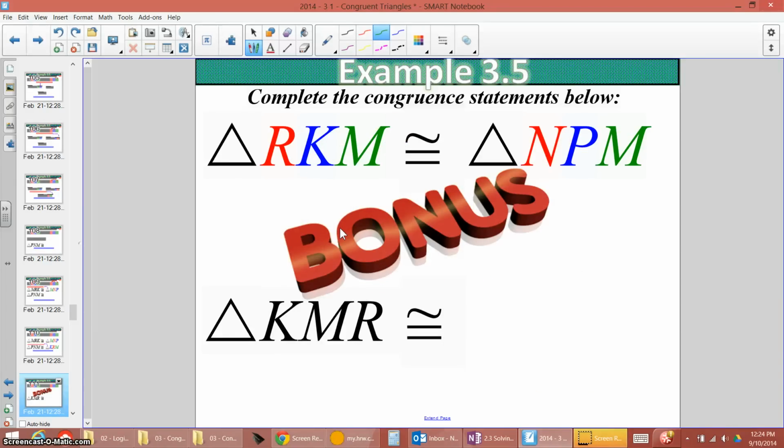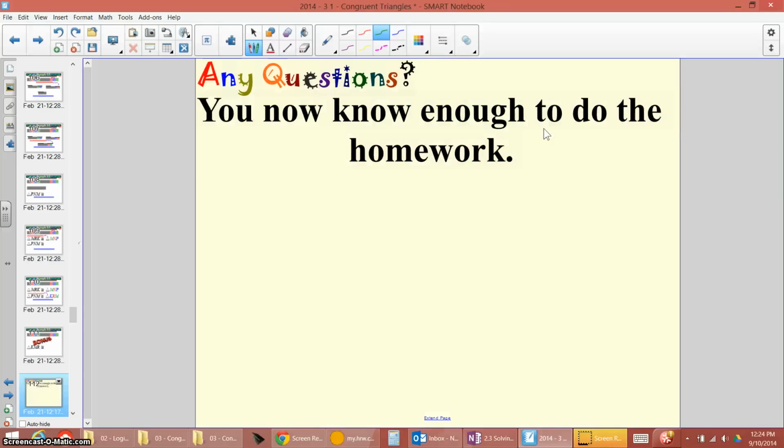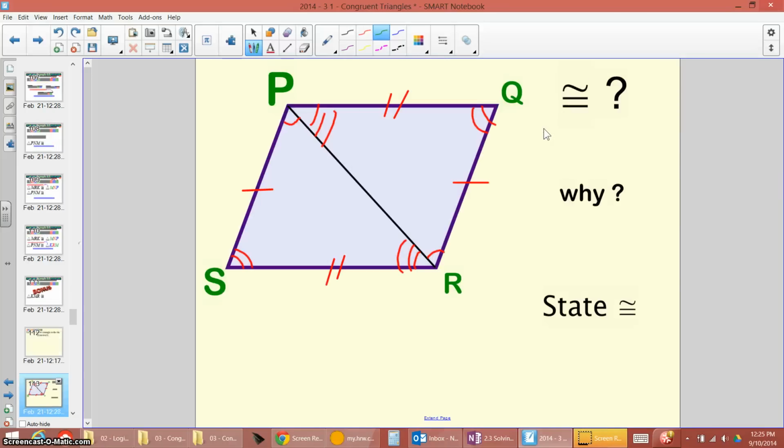Hopefully that helps. Bonus, KMR. KMR corresponds to blue, green, red. Blue, green, red. Should be PMN. Do that one on your own. It's a bonus. Now you know enough to do the homework. Right now we're going to go on. Congruent statements. If I give you all of this, can you tell me congruent statements? This is something you can work on your own. It's a little bit of a project.